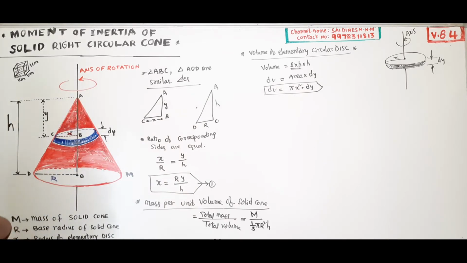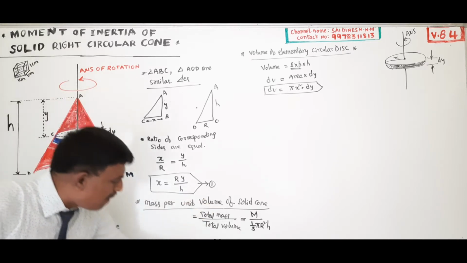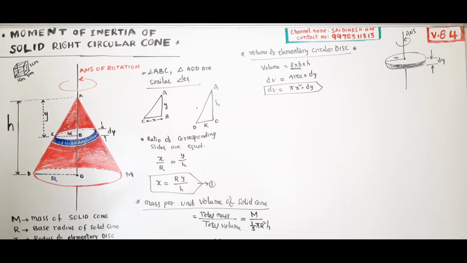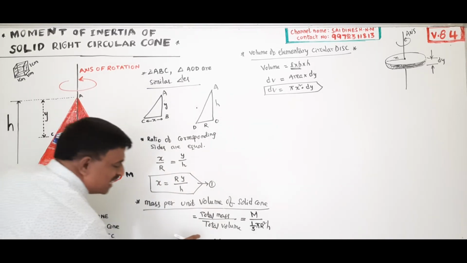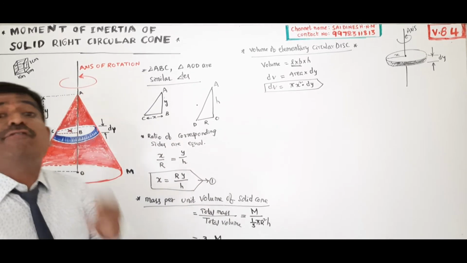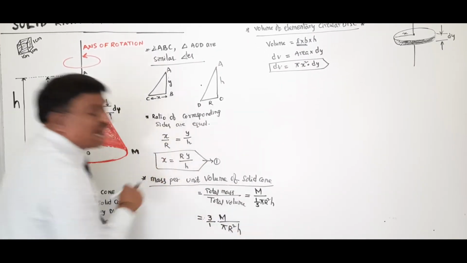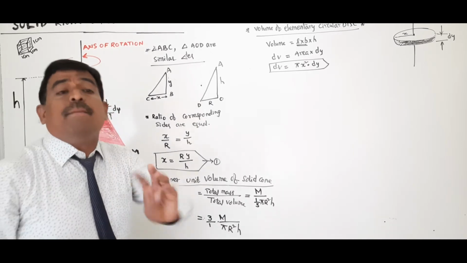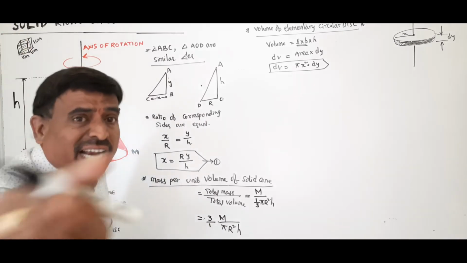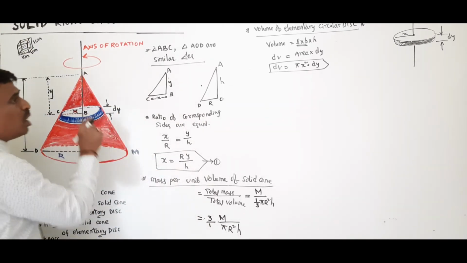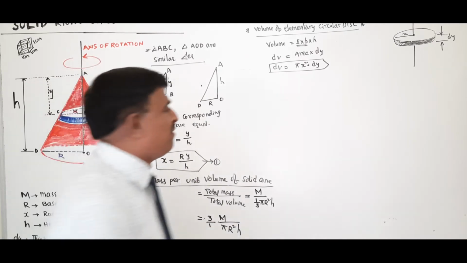Now please listen. Mass per unit volume means the mass of unit volume. If you need the mass of two units volume, it is multiplied with 2. If you need the mass of 3 units volume, it is multiplied with 3. For 4 units volume, multiplied with 4. If you need the mass of this small volume dv, it is multiplied with dv.